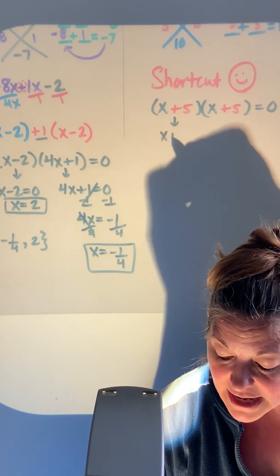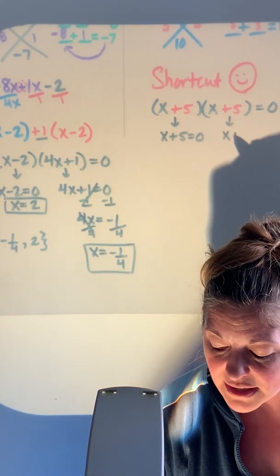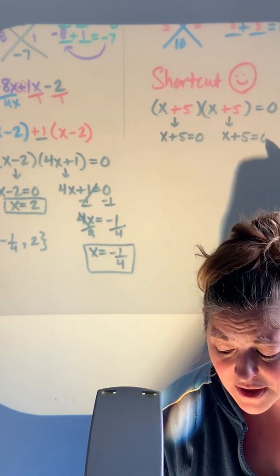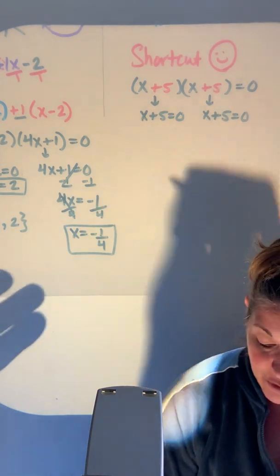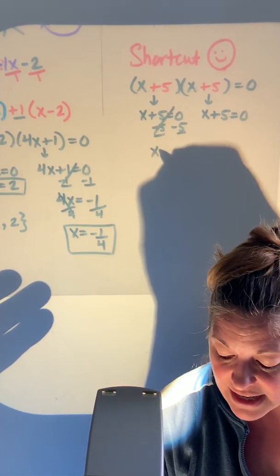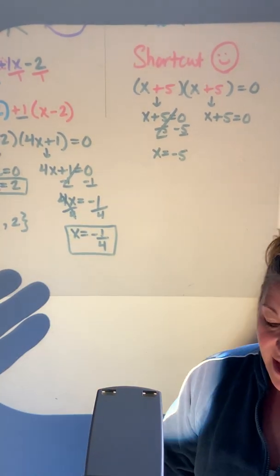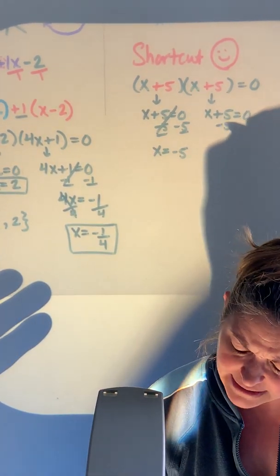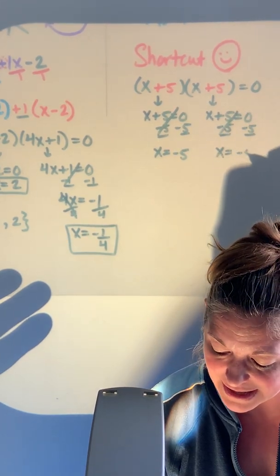Well, here we've got x plus 5 equals 0. Over here we've got x plus 5 equals 0. So for the left one, I subtract by 5 on both sides. X equals negative 5. For the right one, minus 5. I'm getting the same exact thing.